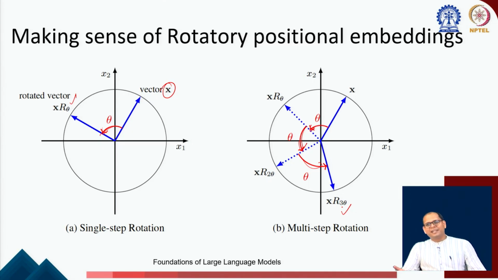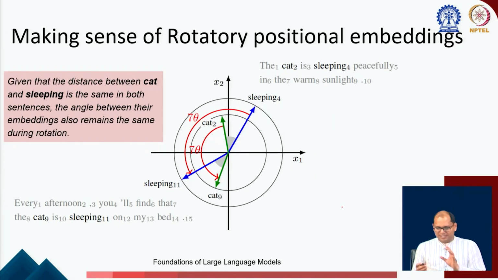Now, why is that a good way of modeling the positions? See, remember what we are interested in, the relative positions. So, let us say there are two sentences, and I focus on the words cat and sleeping. In the sentence "the cat is sleeping", cat is in the second position and sleeping is in the fourth position. Now, take another sentence, "every afternoon you will find that the cat is sleeping". Now, cat is in the 9th position, sleeping is in the 11th position. So, does that preserve the distance between cat and sleeping in both the cases?